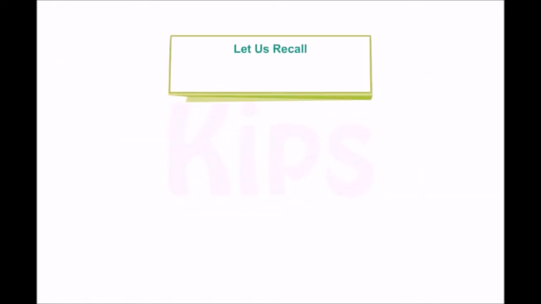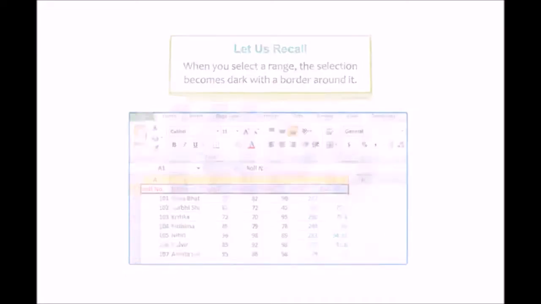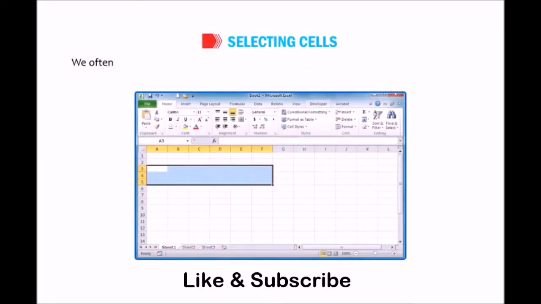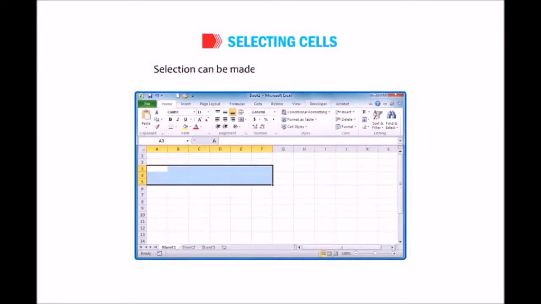Before we move further, let us recall. A range is a group of contiguous cells which form the shape of a rectangle. When you select a range, the selection becomes dark with a border around it. Let us start with selecting cells. We often need to select a group of cells to perform various operations such as copying, moving, inserting, or deleting. Selection can be made in any of the following ways.